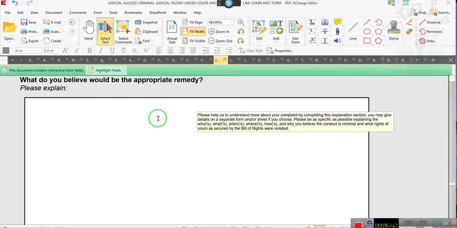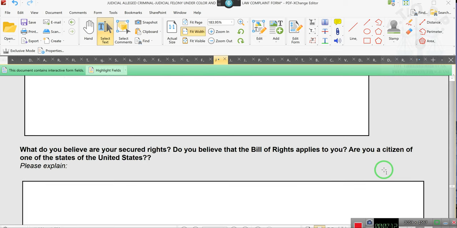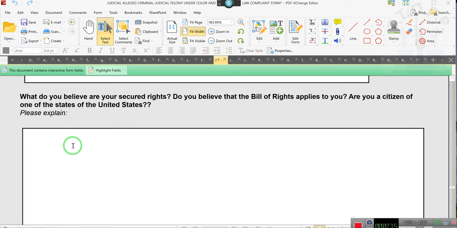Be reasonable. See, it says please help us to understand more about your complaint by completing the explanation section. You may give details on a separate form or sheet if you choose. Please be as specific as possible in explaining the who's, the what's, the when's, the where's, and the how's, and the why you believe the conduct is criminal, and what rights of yours as secured by the Bill of Rights were violated. You see how we even have instructional information here when you hover above it. Not this one. This one don't need no instructions, because they're right here.